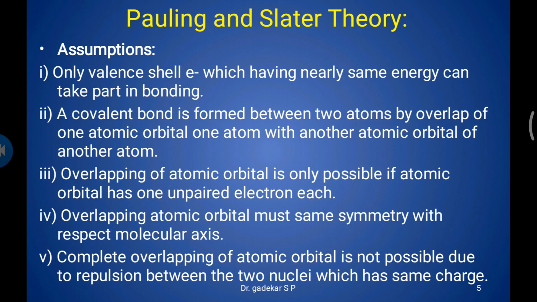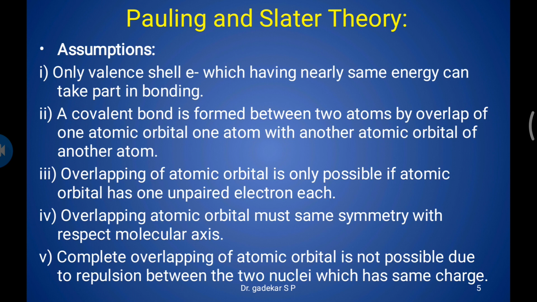Pauli and Slater theory. This theory was explained after Heitler and London theory. Okay. Pauli and Slater theory is an extended theory after Heitler and London theory. So this theory accounts for the directional property of the covalent bond. Okay. So it also discusses the geometry of molecules.